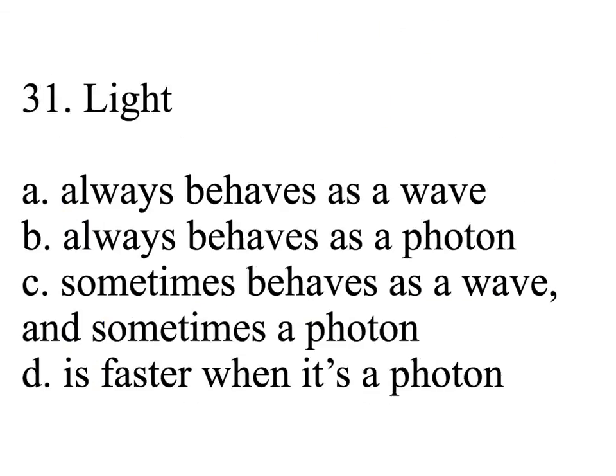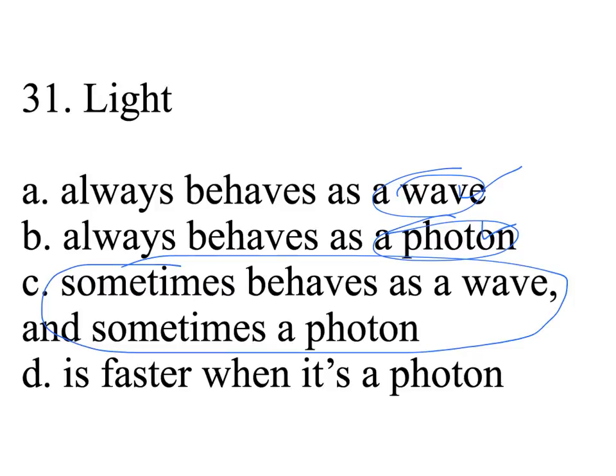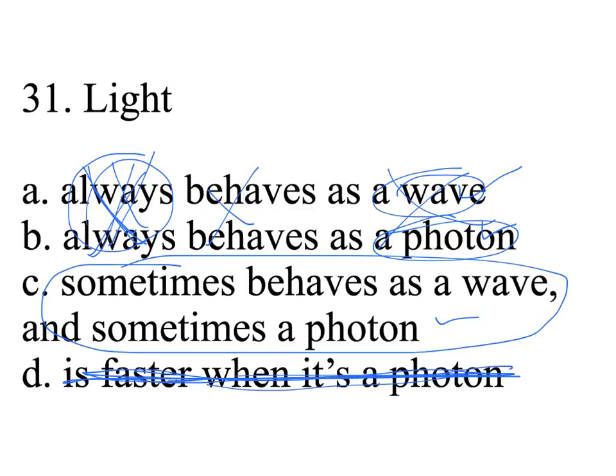Light always behaves as a wave. Well, sometimes it behaves as a photon, sometimes. So it behaves as a wave and a photon. This is the correct answer. So these are not true always. It's that word always that messes that up. Is light faster when it's a photon? No. The photon and the light wave are two aspects of the same thing. So there's really no separating the wave and the photon. So the correct answer here is C.